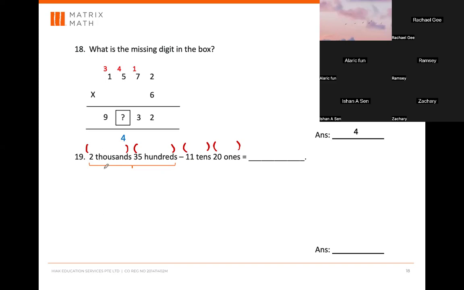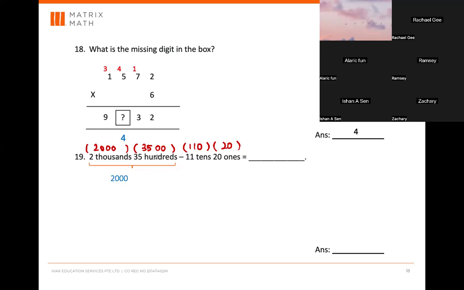Okay, so this is what I like to do. Like 2,000, I'll write down the number. Then 3,500, take note, hundreds. Hundreds got how many zeros? 2 zeros. So that's why 3,500 will be 3,500. 11 tens. Tens got how many zeros? 1 zero, right? So I put a 1. 20 ones. 1 doesn't have a zero, so it will be 20 here.